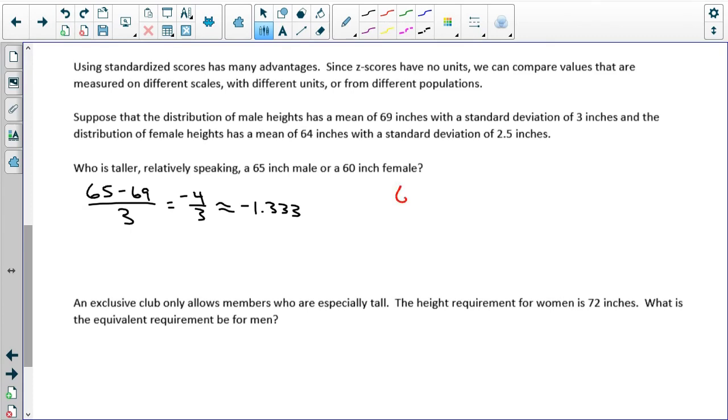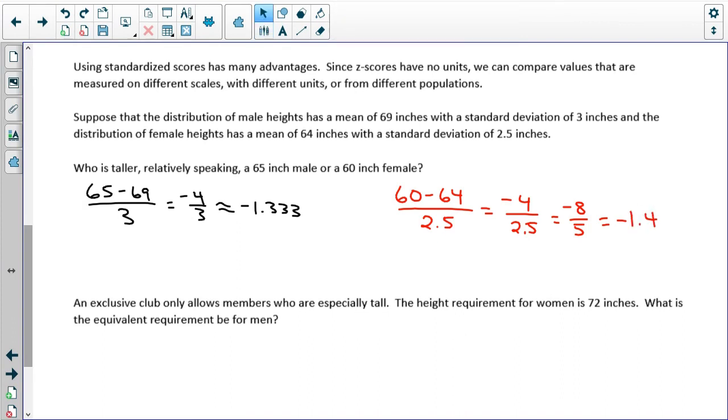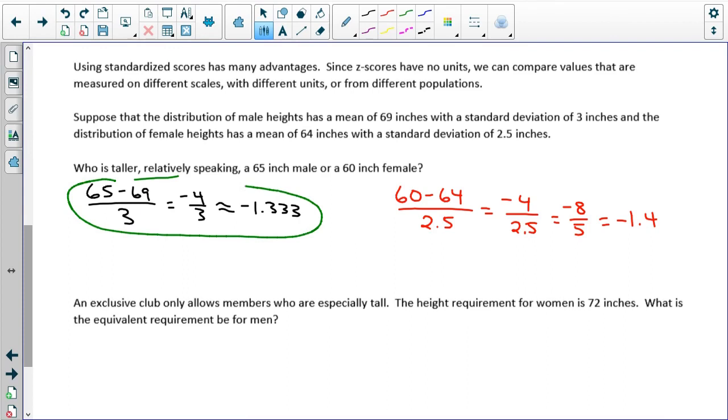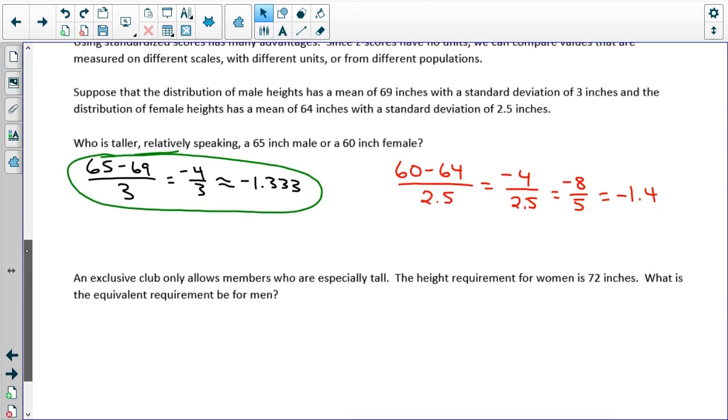Now, the female has 60 inches, so she's exactly the same amount of inches less than the average as the male was less than the male average. The standard deviation of female heights is 2.5. So we have -4 over 2.5. If I multiply the top and bottom by 2, I get a nicer fraction. So that's -8/5, which is the same thing as -1.4. So the female is 1.4 standard deviations below the mean. So who is taller relatively speaking? The male is taller relatively speaking because the male is fewer standard deviations below the mean than the female is.